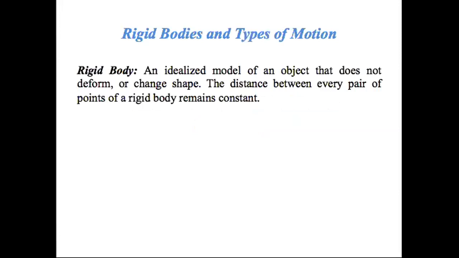What is the rigid body? Rigid body is an idealized model of an object that does not deform or change shape. The distance between every pair of points of a rigid body remains constant. Rigid body by nature is more complicated than particle motion because it involves not only translation but rotation as well.